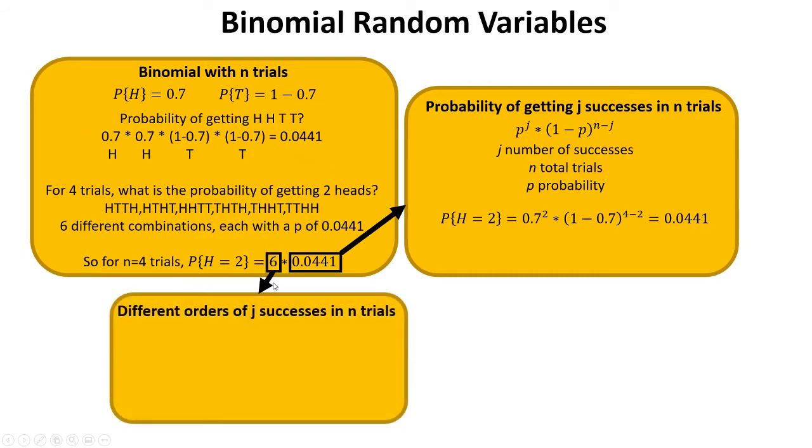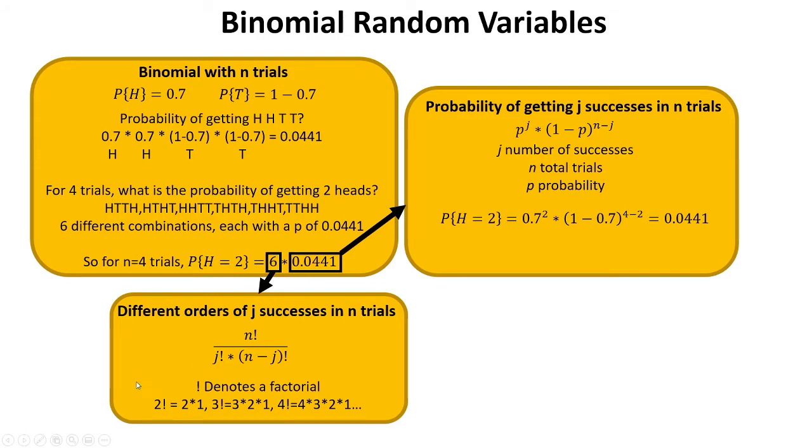And so the next thing we need to be able to calculate is the different orders of j successes on n trials. I'm not going to go into how we derive this, though there is a very elegant math solution to it. For now, you can just know that it's n factorial over j factorial multiplied by (n minus j) factorial. Factorials denote that a 2 factorial is 2 times 1. A 3 factorial is 3 times 2 times 1. A 4 factorial is 4 times 3 times 2 times 1.